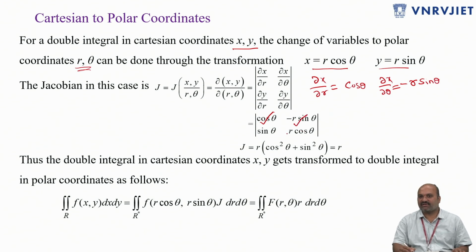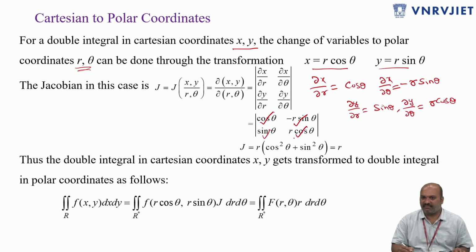Similarly, the partial derivatives of y with respect to r and theta. For dou y by dou r, we treat theta as constant, and the derivative of r with respect to r is 1, so it is sin theta. Next, the y derivative with respect to theta: we treat r as constant, and the derivative of sin theta with respect to theta is cos theta. So this is r cos theta.